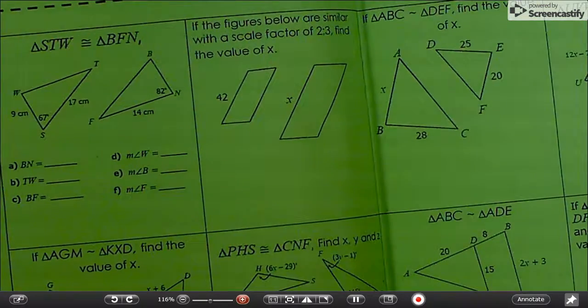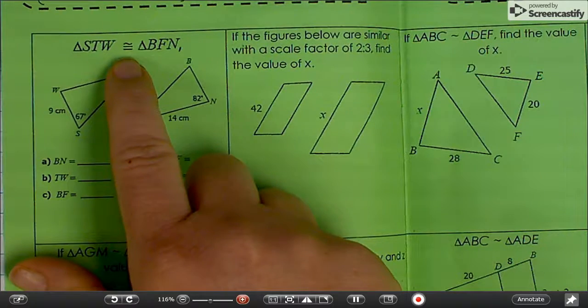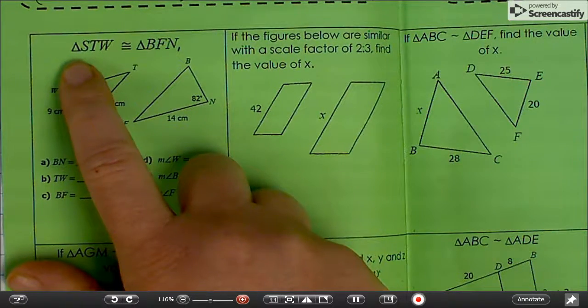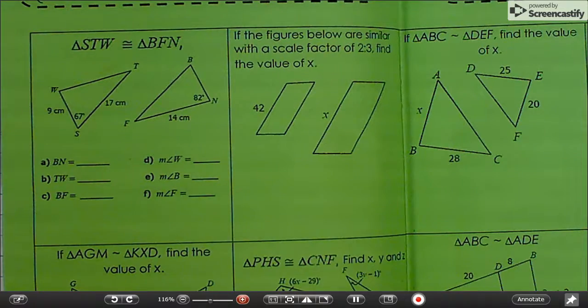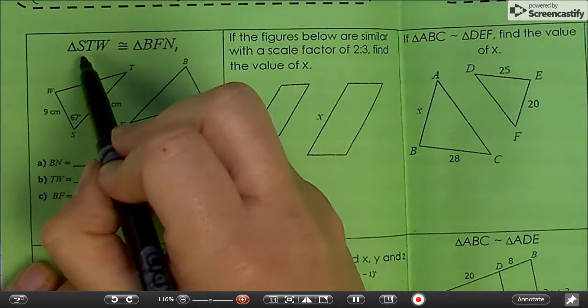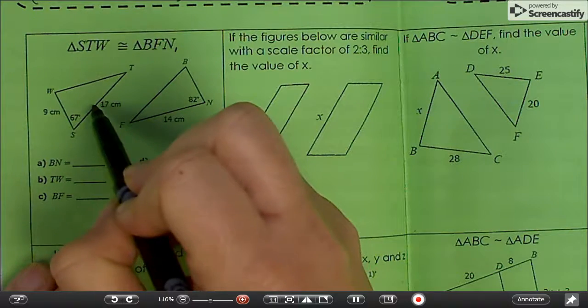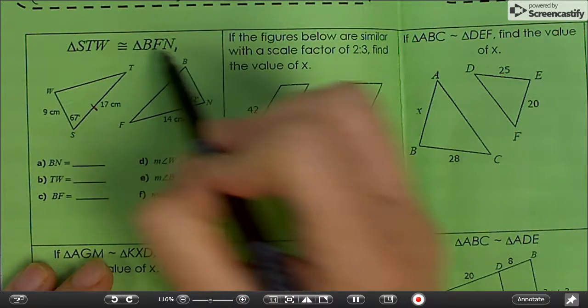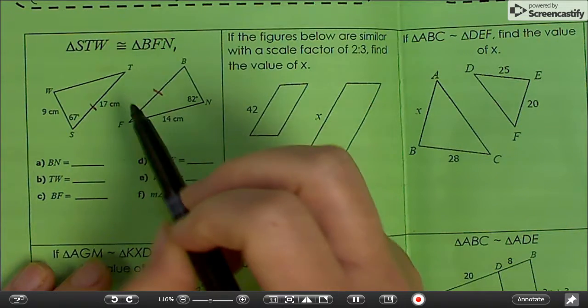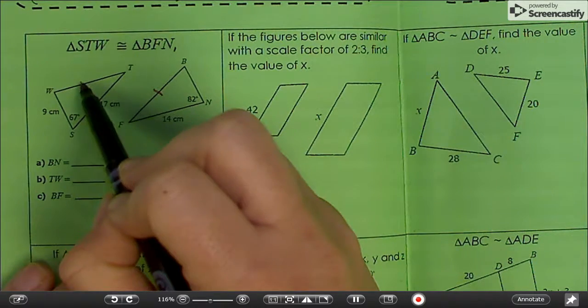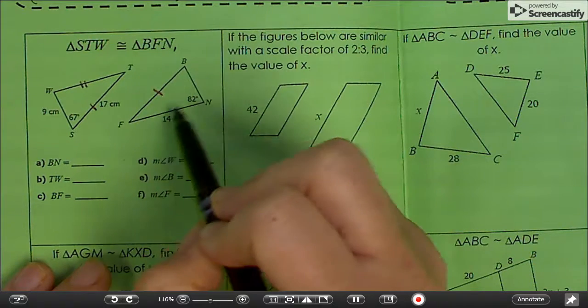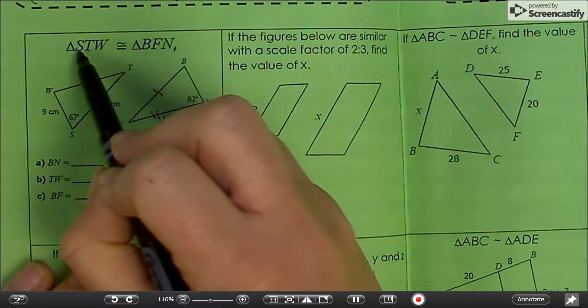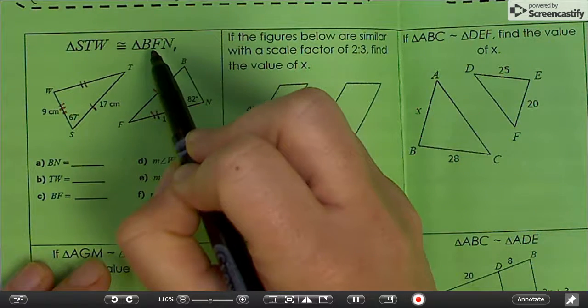Okay? So looking at this first example, this one is congruent because it has the congruent symbol. Remember, the congruency statement, the way these are written, actually tells you about the sides, which ones match together. So I'm going to color code or put little dashes on these sides, to show what this says. So it says that side ST corresponds with BF and TW corresponds with FN and SW corresponds with BN.